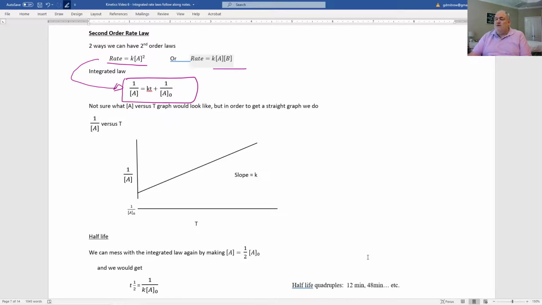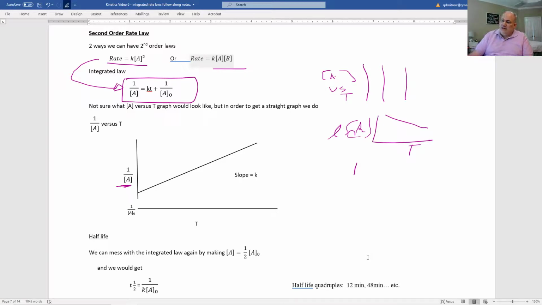Because remember, if you don't know what order you have and they just give you a bunch of data in a table, what you'll do is plot the concentration of A versus time, and you'll see what the graph looks like. If that graph is a straight line, then you know you have a zero order. If you do the natural log of A versus time, and that's a straight line, that's first order. And if you do 1 over A and you get a straight line, it's going to be second order.